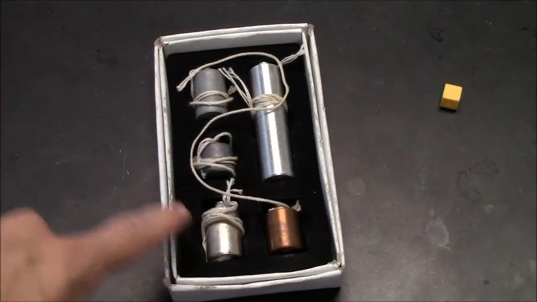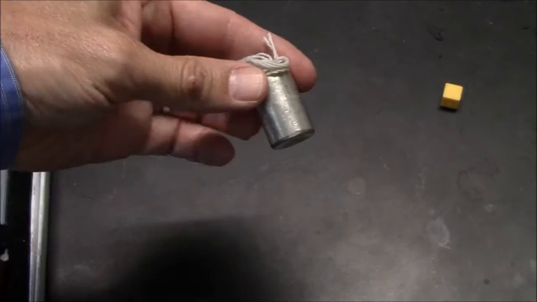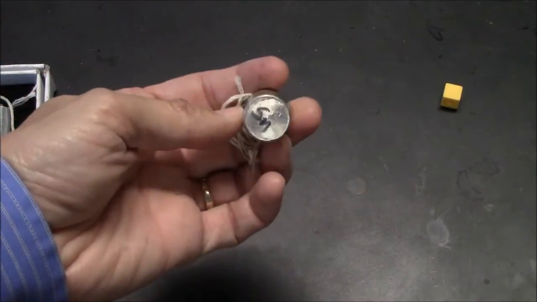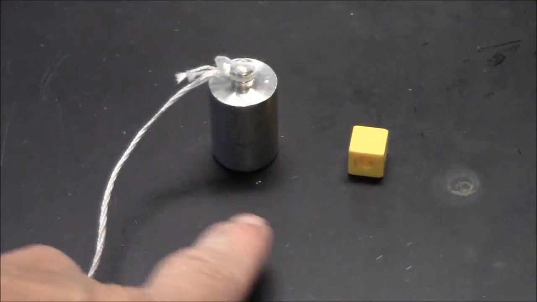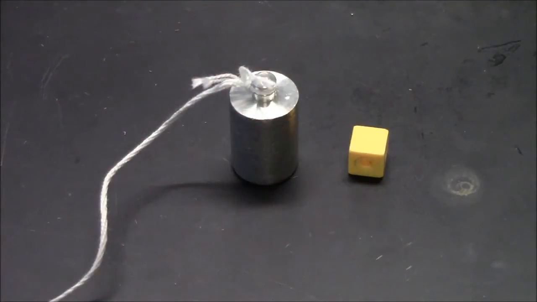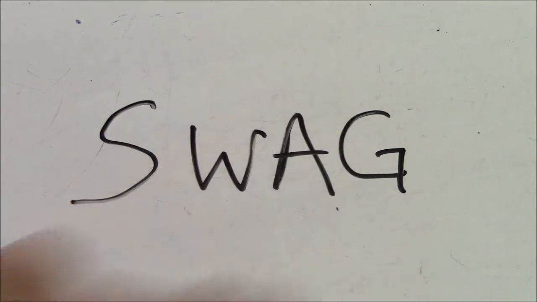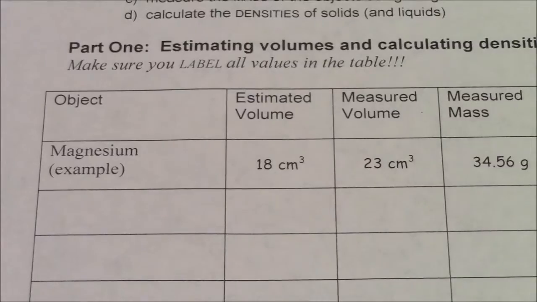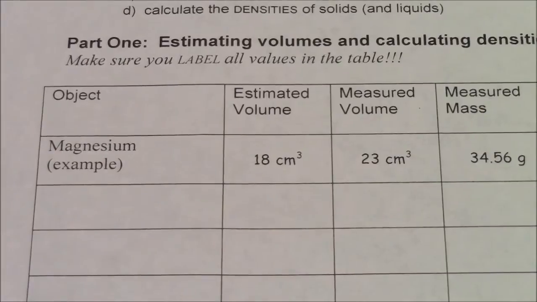Initially, you'll have 5 objects in this box. Each is a different element. The name of the element, or the symbol, will be written on the bottom. Your first task is to estimate the volume of this object, not with any measurements, just by looking at it, thinking in cubic centimeters, and making a guess. This is sometimes called a SWAG, a scientific wild-ass guess. There's a place on your page to write down your estimate, your SWAG for the volume.